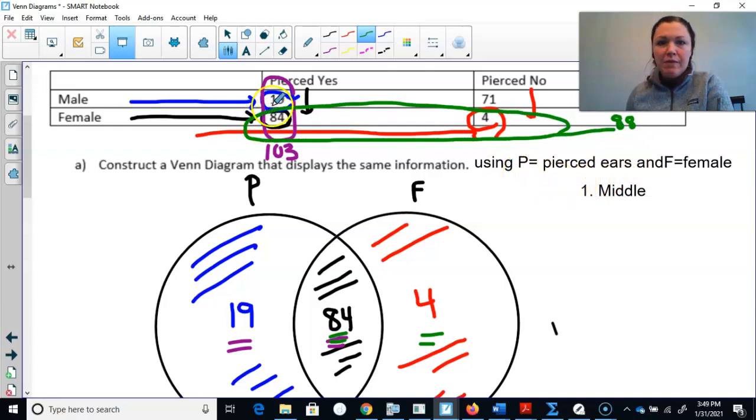But we're missing something. We filled in the 19, the 84, and the 4, but we missed out here. What color have I not used? This one right here. These are people who do not identify as having a piercing and do not identify as being female. It's the people who identified as males with no piercing. 71, that goes out here. Now I can add these together: 103 plus 75 gives me 178 as a grand total.